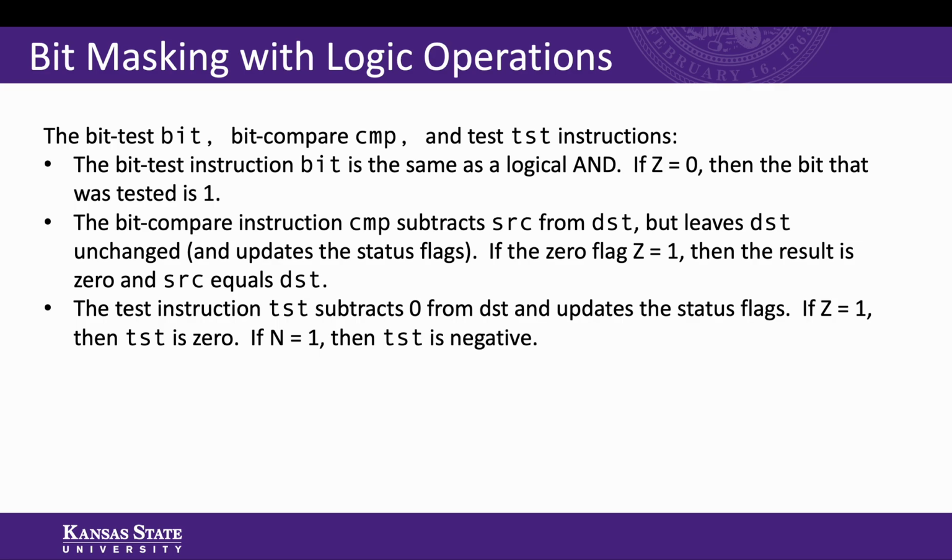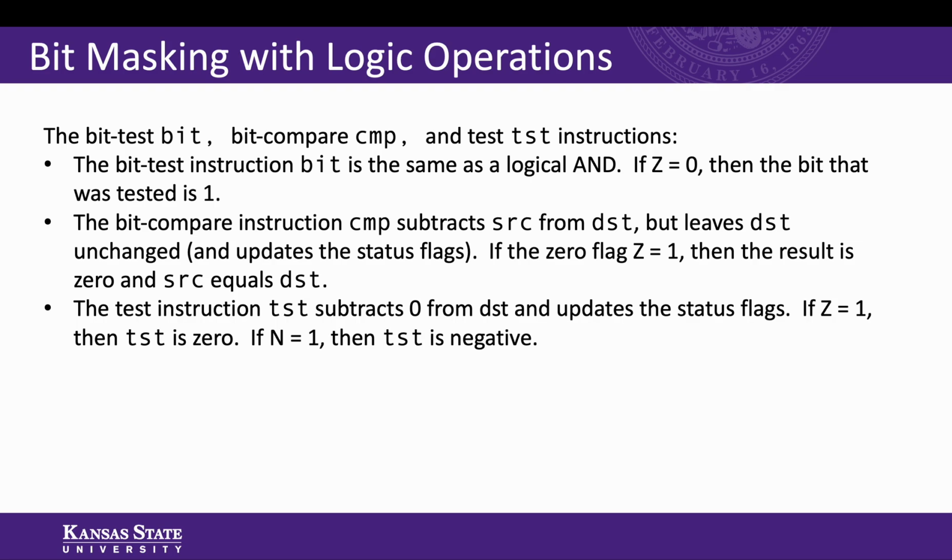All right, and then finally, there's also bit test, which is BIT, bit compare, CMP, and test, TST. These are interesting because they use the ALU status flags, VNZC. So the bit test instruction is actually the same as a logical AND. But the way it works is that if z equals 0, then the bit that was tested is 1, right? We worked through that for the AND case, except the destination will not be overwritten. It leaves the destination unchanged. It just updates the status flag.